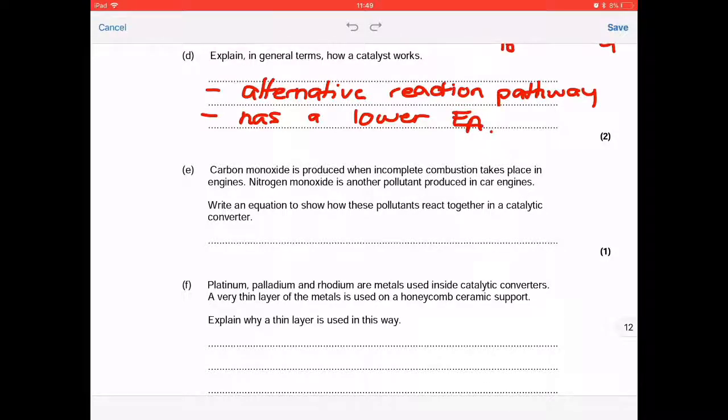The next question does require you to write an equation to show how two pollutants react together in a catalytic converter. This is something that you do need to memorise and understand.